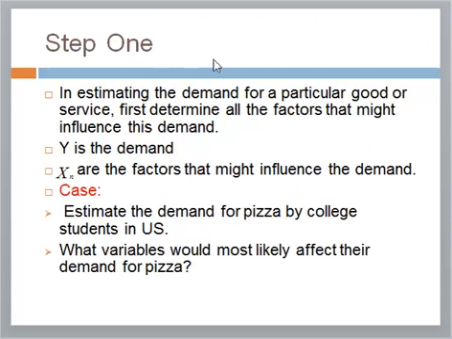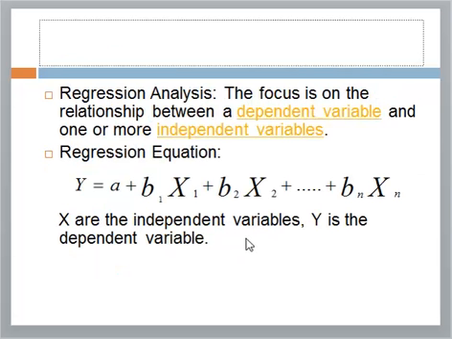Now let's start the process of demand estimation. Step 1. We specify the regression equation and obtain the data. In order for you to understand better, we are using an example through the whole chapter. Let's assume we wanted to estimate the demand for pizza by college students in the United States. Expressed in an equation, it will be something like this.